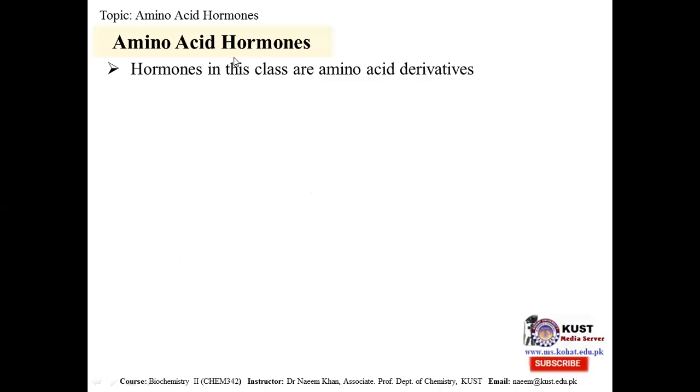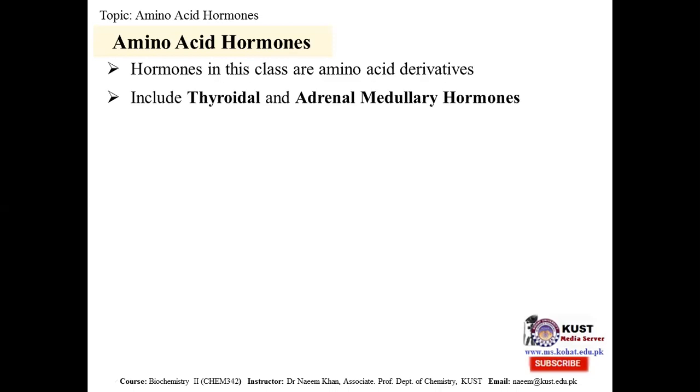Hormones which are included in the amino acid hormones class are actually those which are amino acid derivatives. We know that amino acids are the building blocks of proteins. So the hormones derived from amino acids have a structural resemblance to the amino acids. All the hormones produced by the adrenal medulla or thyroid gland are derived from amino acids. Two glands release such hormones, the thyroid gland and the adrenal medulla.